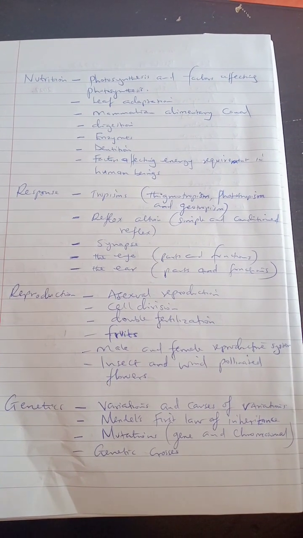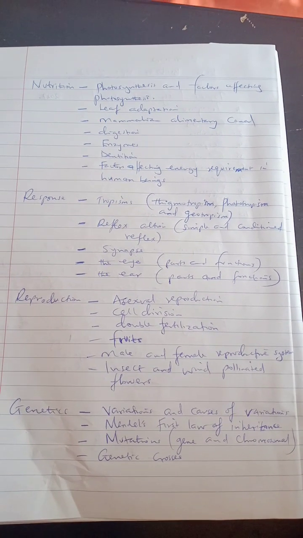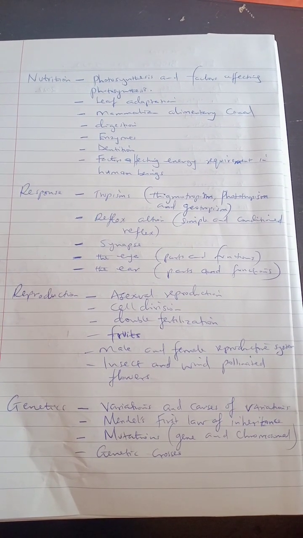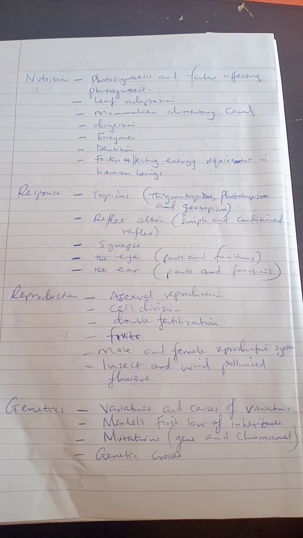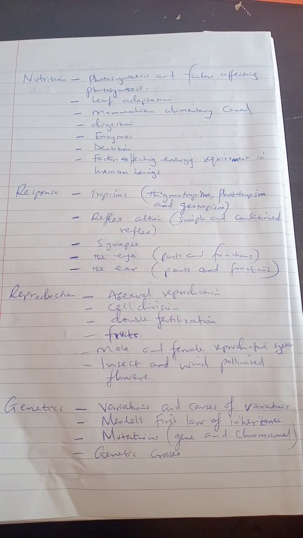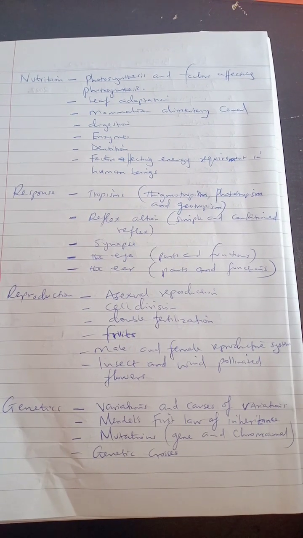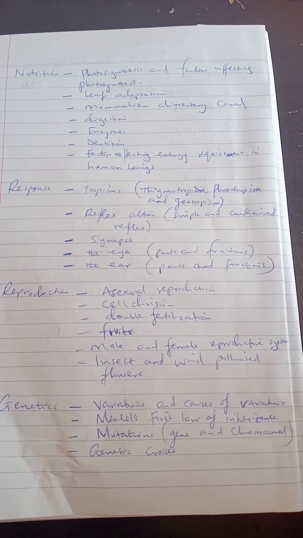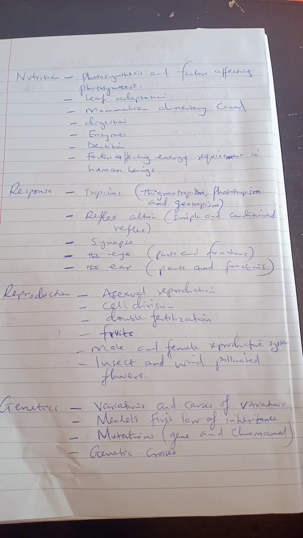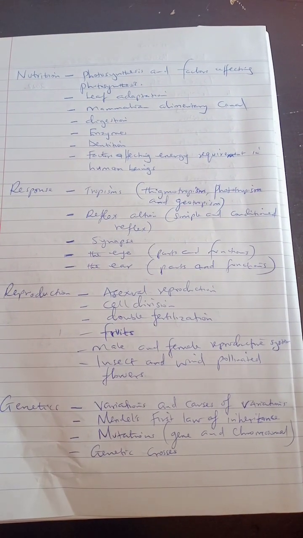And then we go to genetics. For genetics, it is actually variations, the meaning of variation, types of variation, discontinuous and continuous, and then causes of variation. We said fertilization, gamete formation, and mutation. You have to know all of them. And then you have to know how to state Mendel's first law of inheritance. You have to remember that.